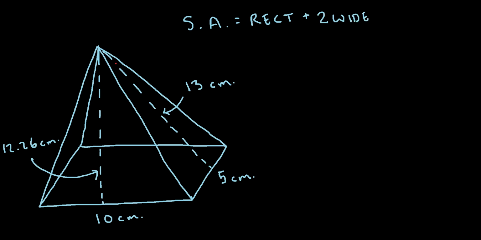And then we also have to find the area of these narrow triangles. So this triangle on the right hand side and this triangle over here on the left hand side are going to be identical to each other. So we have two narrow triangles. So let's write plus two narrow.